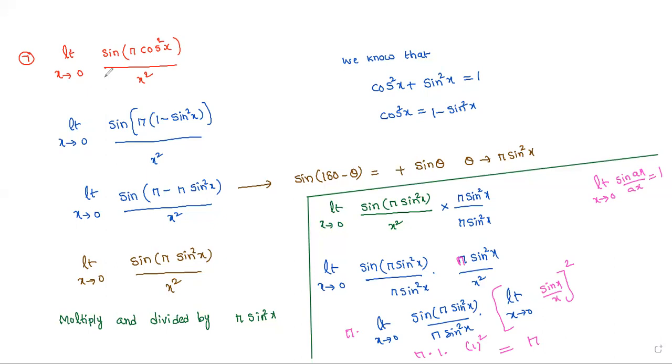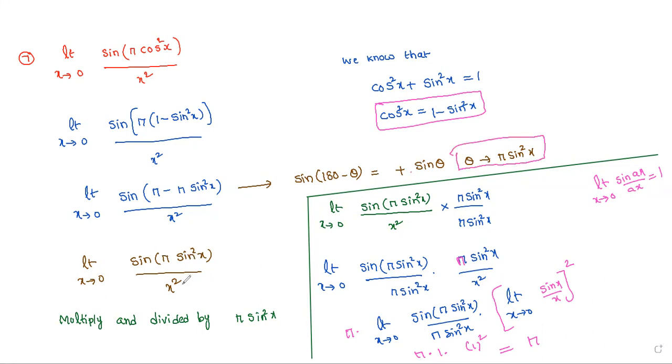Yes, sir. The limit x tends to 0, sine of pi cos square x by x square. Cos square x: cos square theta plus sin square theta is 1, so replace cos square x with 1 minus sin square x. Pi into 1 minus sin square x is pi minus pi sin square x. We know the formula sine of (180 − theta) equals plus sin theta, with theta replaced by pi sin square x.